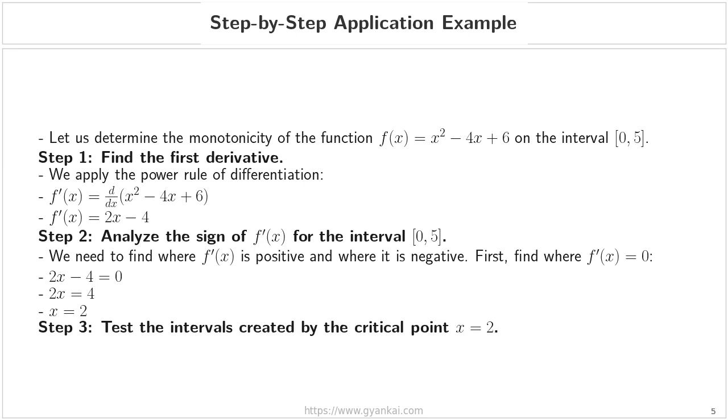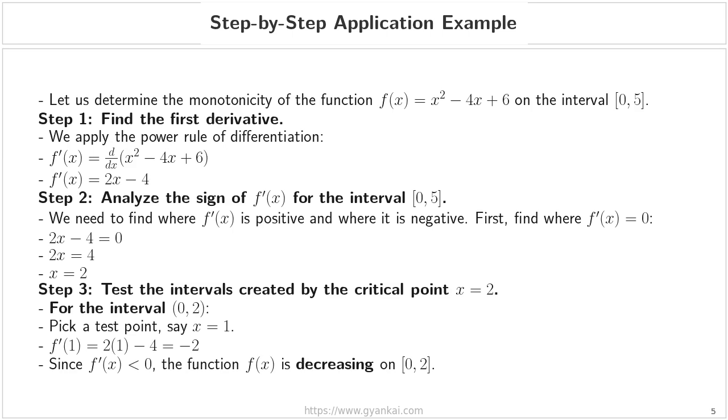Finally, in step 3, we use this critical point, x equals 2, to split our interval into two separate sections for testing. First, let us examine the interval from 0 to 2. We can pick any test point within this range, such as x equals 1. When we substitute 1 into our derivative, we get 2 times 1 minus 4, which results in negative 2. Since the derivative is less than 0, the slope is negative, meaning the function f of x is decreasing on the interval from 0 to 2.